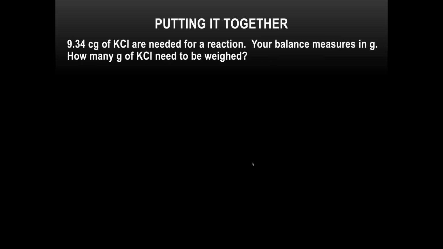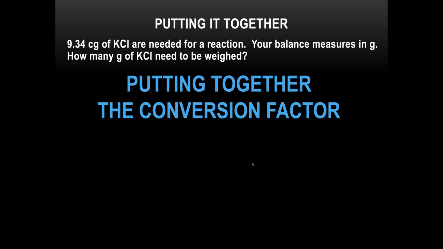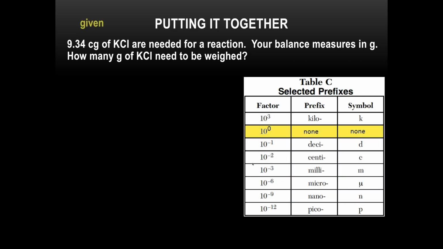Okay, one more example. So we have 9.34 centigrams of potassium chloride. We need it for a reaction. The balance measures in grams. So how do we measure it in grams? So let's do the conversion factor. Our given is 9.34 centigrams, and our target is grams. Centi is 10 to the negative second. Grams, well, there's no prefix, so that's 10 to the 0th. And 10 to the negative second, 10 to the 0th, that's 2 powers of 10 difference, which is 100 of the smaller centigrams per one larger gram.